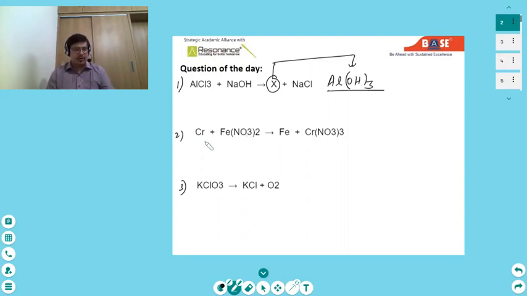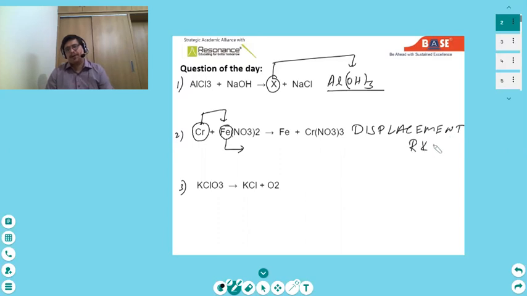The next question was that this reaction is an example of which type of reaction. Out of the 4 reactions which I have discussed yesterday, this reaction falls under which category? So when you see here, chromium is going and taking the place of iron. So chromium is taking place and iron is coming out. So this is nothing but your displacement reaction, which you can call single displacement reaction also. But the answer is displacement reaction. So if you write single displacement reaction, the answer will be again right.